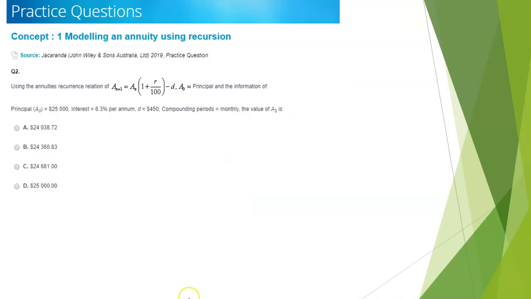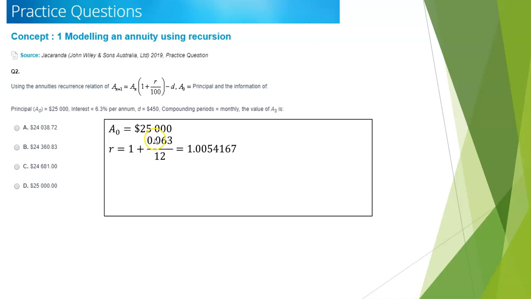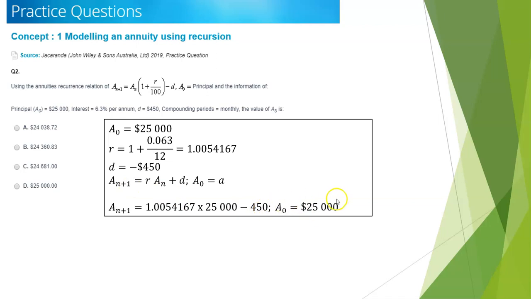Question 2. Using the annuities recurrence relationship, calculate the value of A3, where the principal is $25,000. Our interest is 6.3 per annum, compounded monthly, and we're making payments of $450. So set up my information. There's my principal. Here's my R value, 0.063 divided by 12 because it's compounded monthly. I'm making payments, and it's take D there, so going to put a negative sign. And so there's my recurrence relationship.